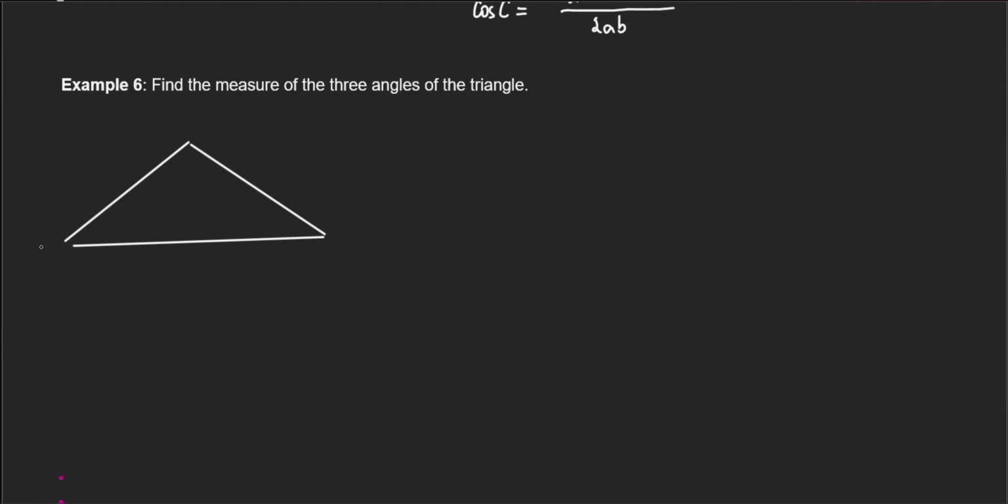Okay. So, we have C, B, and A. The opposite of A is 8 feet. The opposite of B is 19 feet. The opposite of C is 14 feet. Now, find the measure of the three angles of the triangle.